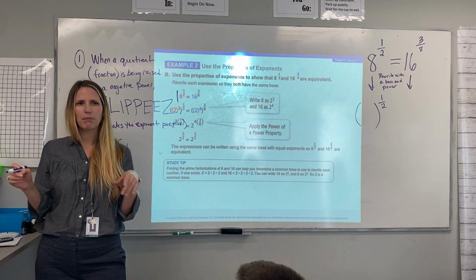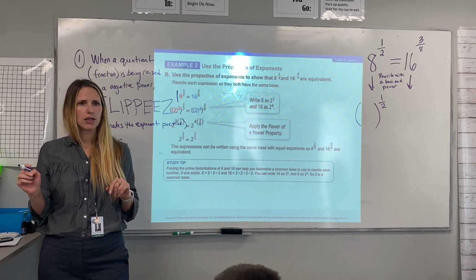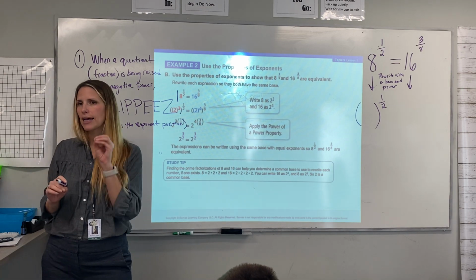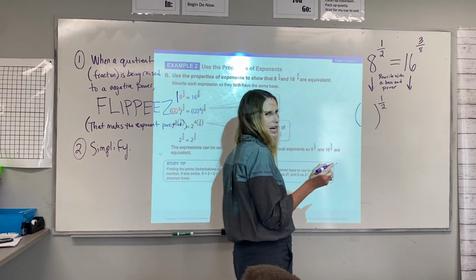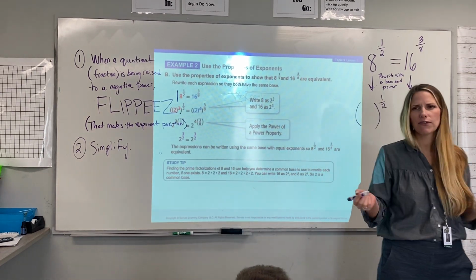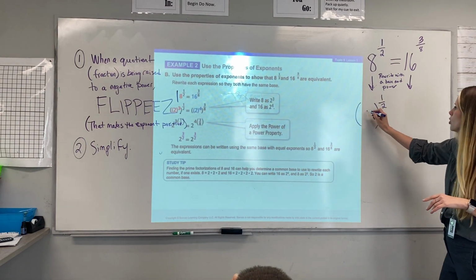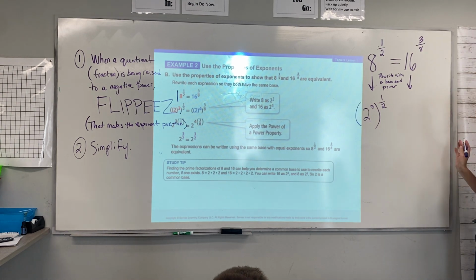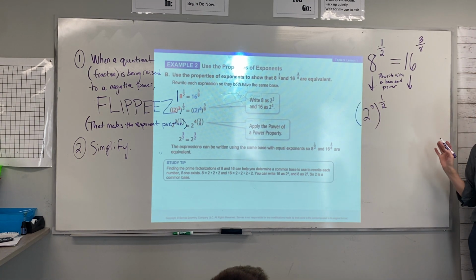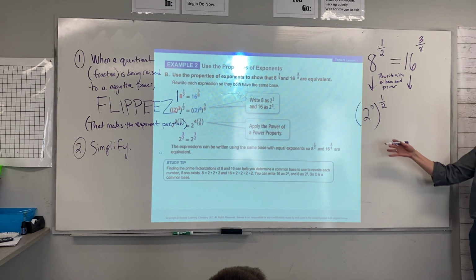Can you think of what base and power that would be? 8 to the 1? No, a base and a power. 2 to the 3rd. 2 to the 3rd, very good. Here we go, 2 to the 3rd power. Do you agree that I'm allowed to write 8 as 2 cubed if I want to, because it's the same thing? Yes. Okay, why would I want to do that?